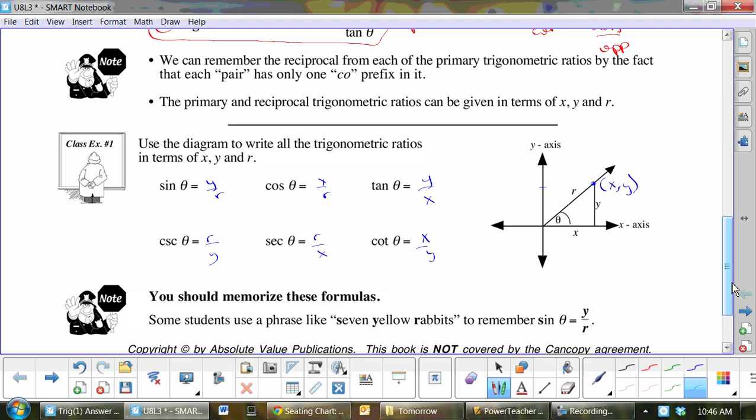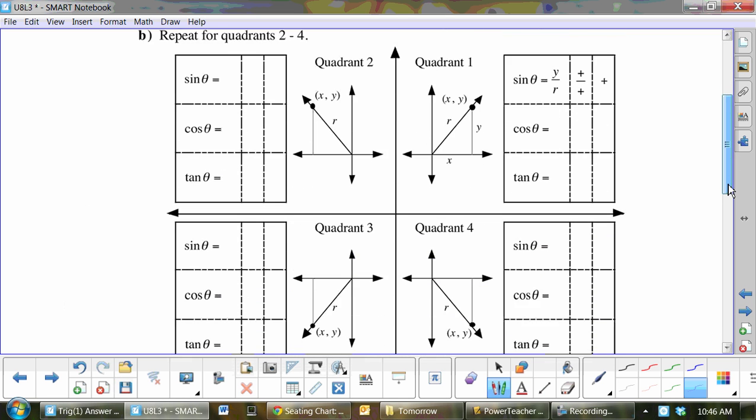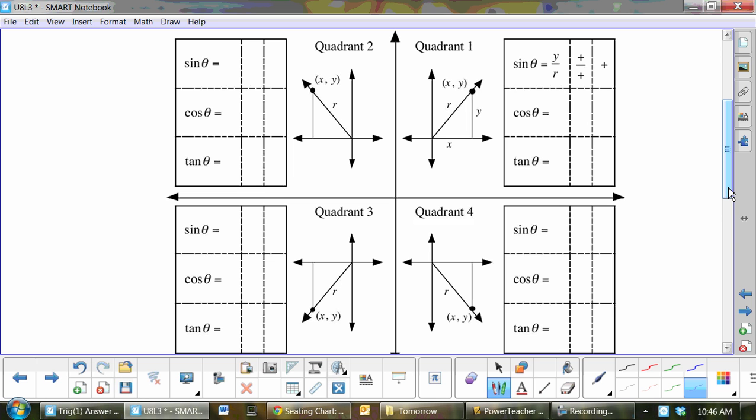Now, we completed this chart last year and came up with the CAST rule. Do you remember the CAST rule? Now, I'm not going to do all the quadrants. I'm going to do 2 quadrants so you can see how the CAST rule works again. So let's do quadrant 1.